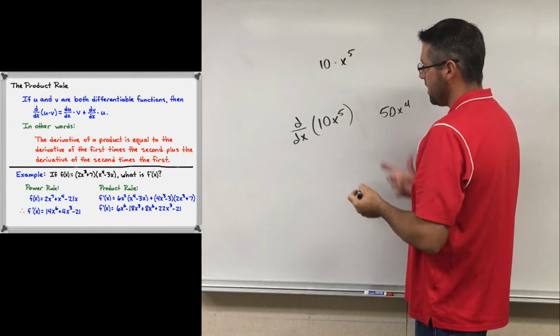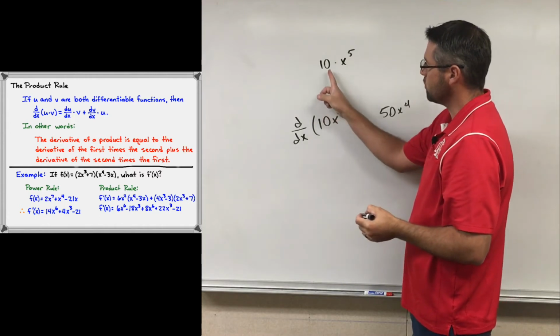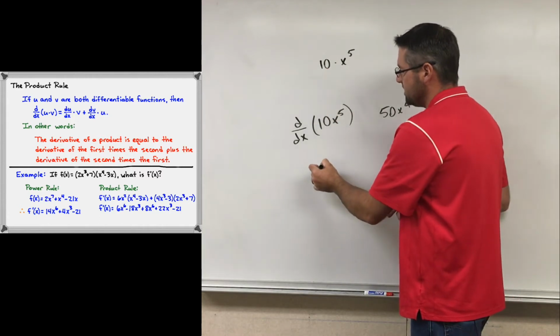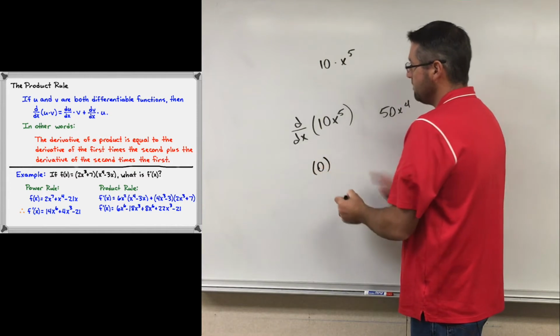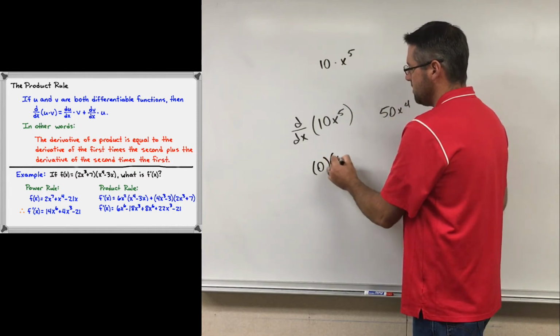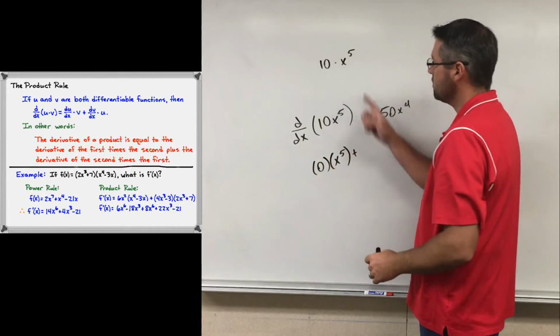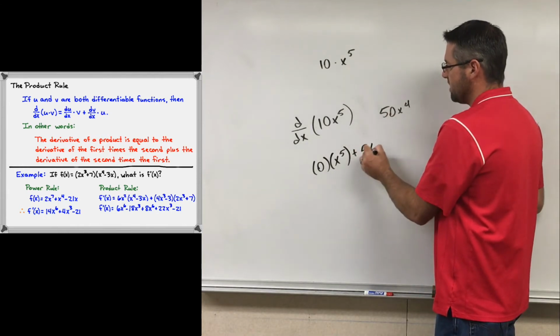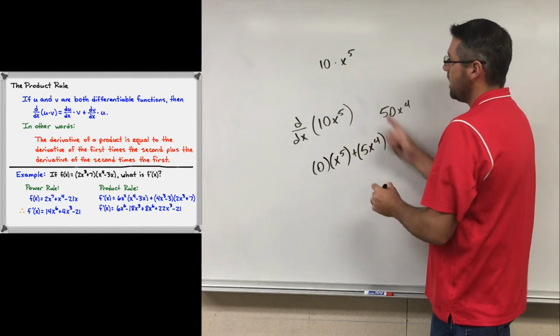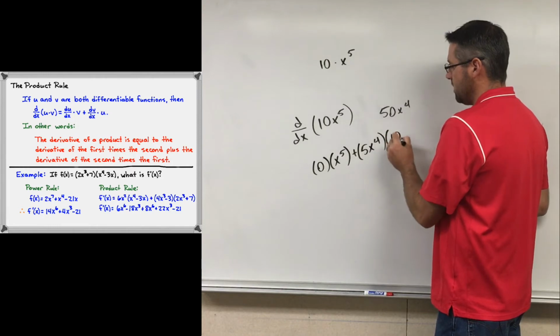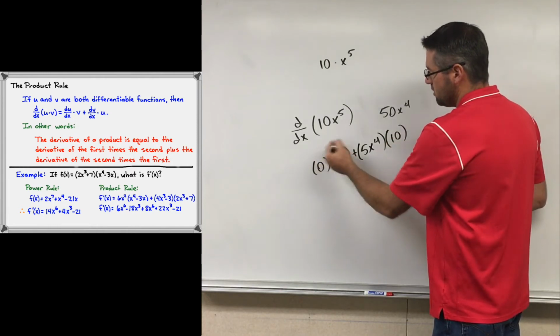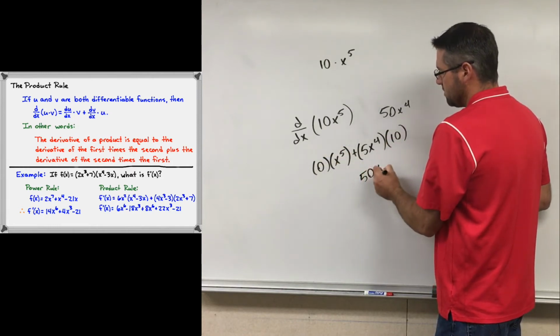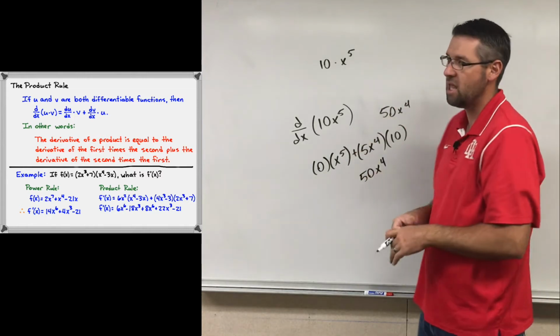So let's apply the product rule. What's the derivative of the first thing? Well, the derivative of 10 is 0 times the second thing, so times x to the fifth, plus the derivative of the second thing, which is 5x to the fourth, times the first thing, so times 10. Simplifying this, the first part is obviously all 0, and we're left with 50x to the fourth. You can see that the product rule still applies here.